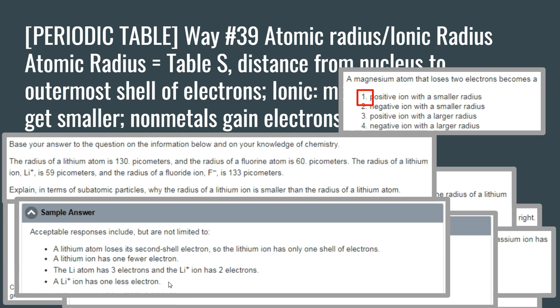Okay, remember when it comes to atomic radius, you can always rely on Table S to determine values when it comes to patterns. In general, atomic radius decreases across a period and increases down a group. When it comes to ions, metals tend to be smaller because they lose electrons, whereas nonmetals tend to gain electrons and become larger. Remember that trend, you'll be fine.